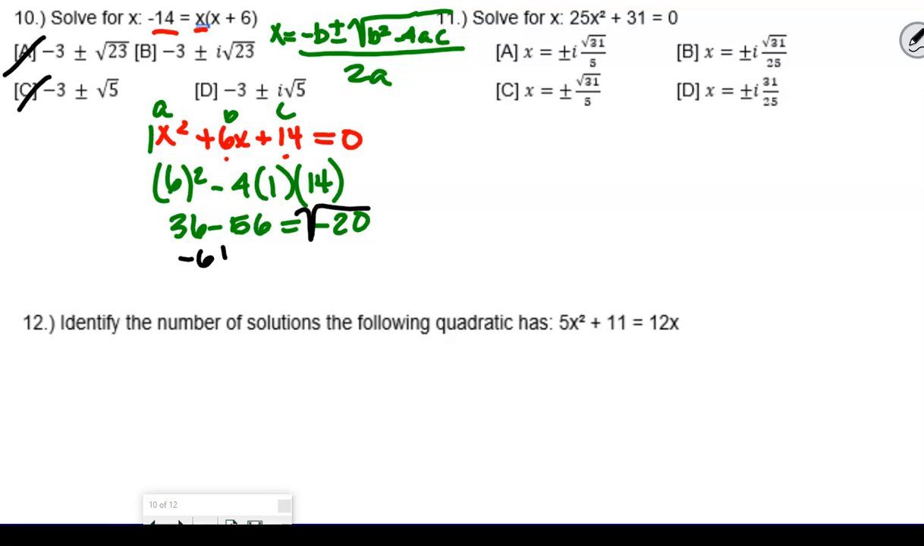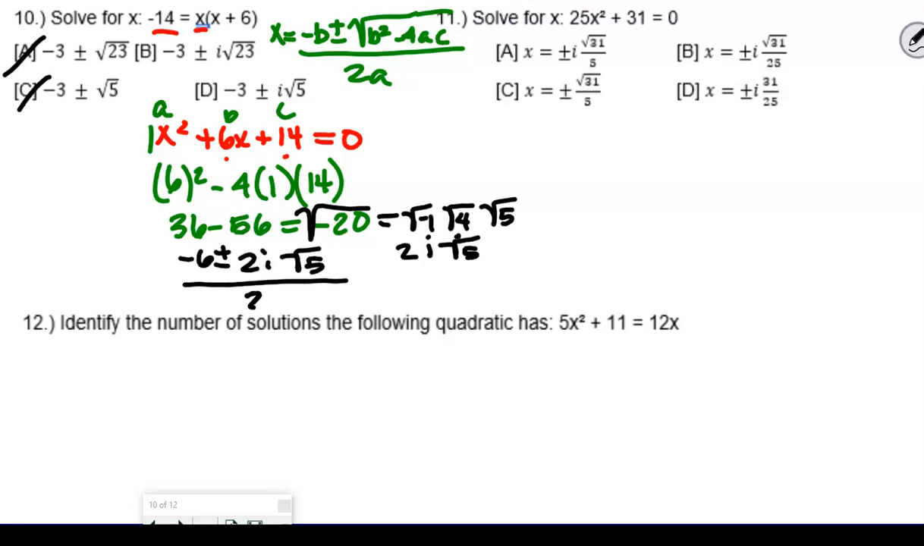So what we're going to do is we're going to take our middle term. So it's going to be negative 6 plus or minus, and this is equal to what? The square root of negative 1 times the square root of 4 times the square root of 5. So this is i, and this right here is 2. So that's 2i square root of 5, right?